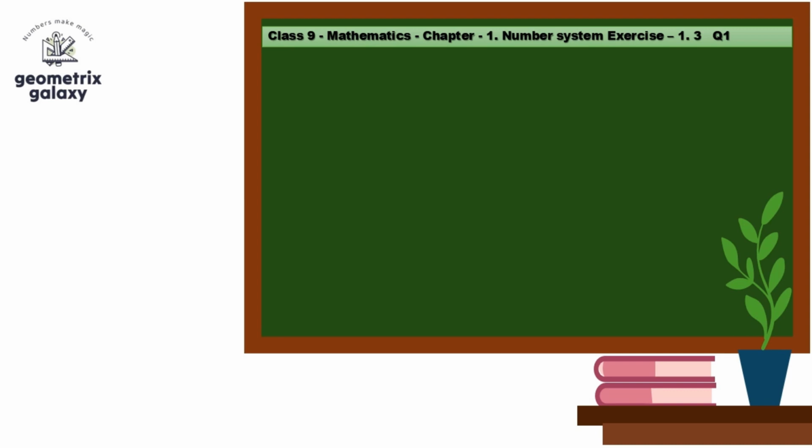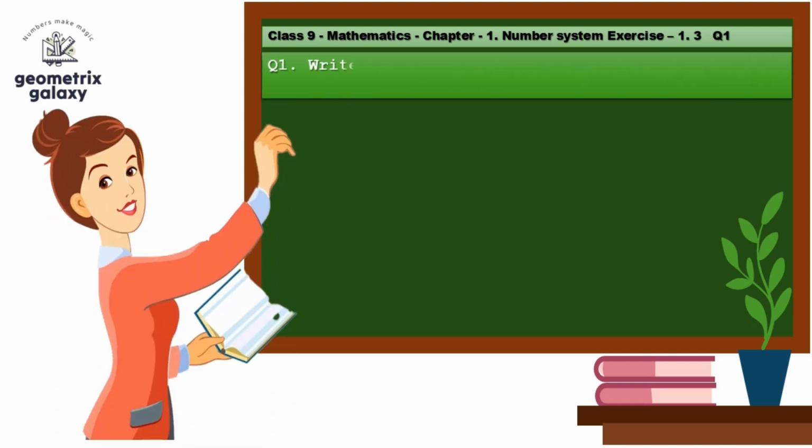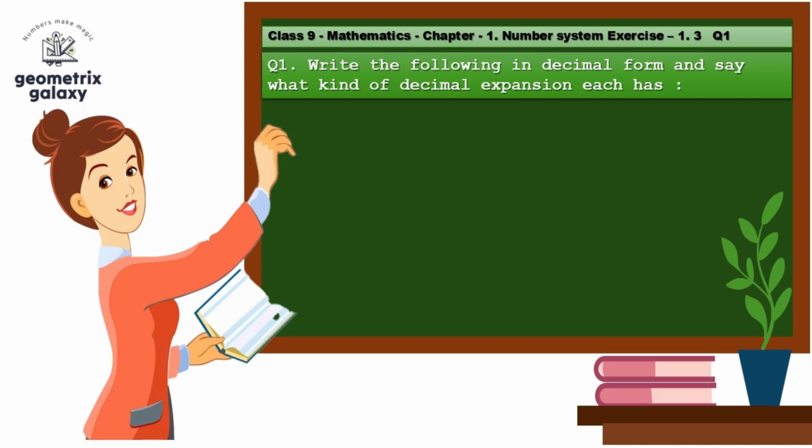Today we are going to learn exercise 1.3 from number system. Question 1. Write the following in decimal form and say what kind of decimal expansion each has. Here we have 6 subdivisions. We can see one by one.